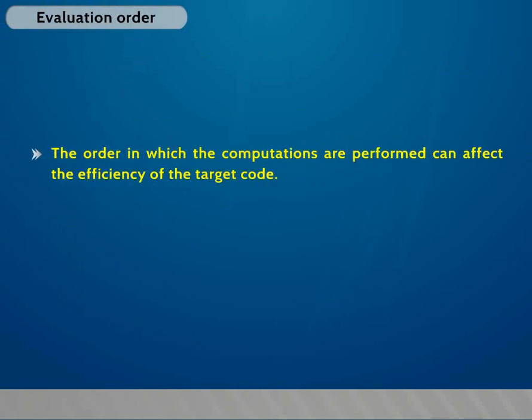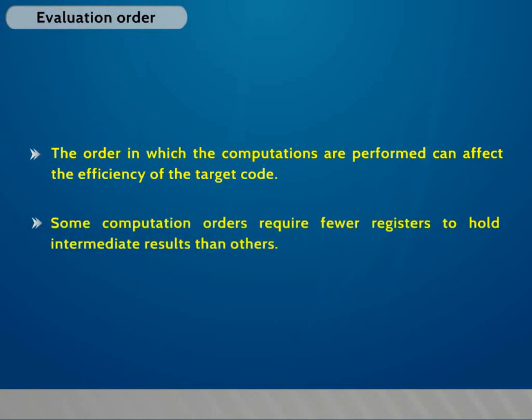Evaluation order. The order in which the computations are performed can affect the efficiency of the target code. Some computation orders require fewer registers to hold intermediate results than others.